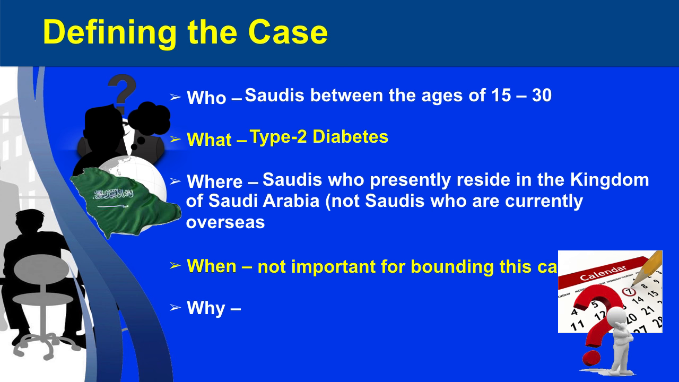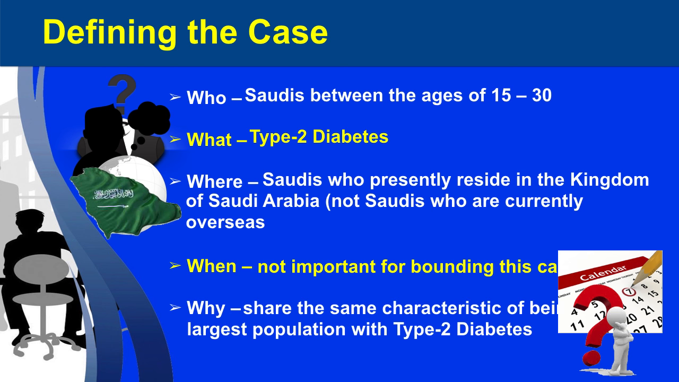What do they share in common? They all have type 2 diabetes. So they share the same characteristic of being the largest population with type 2 diabetes. So that is why this group is being studied. So that's how we define a case. It's just a simple example to show you one way you could go about starting a case study research project.